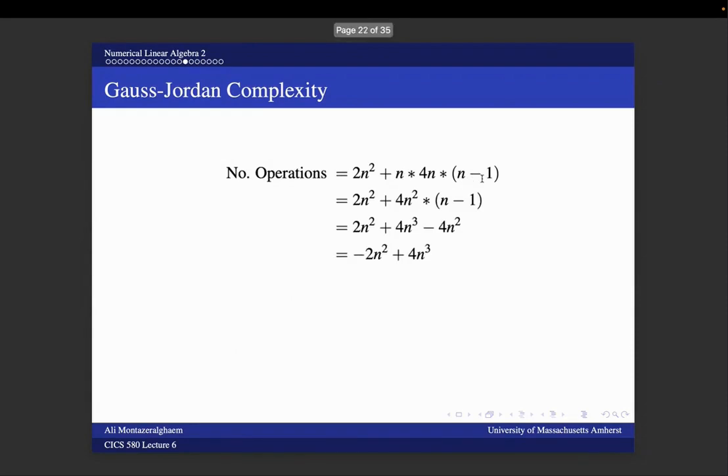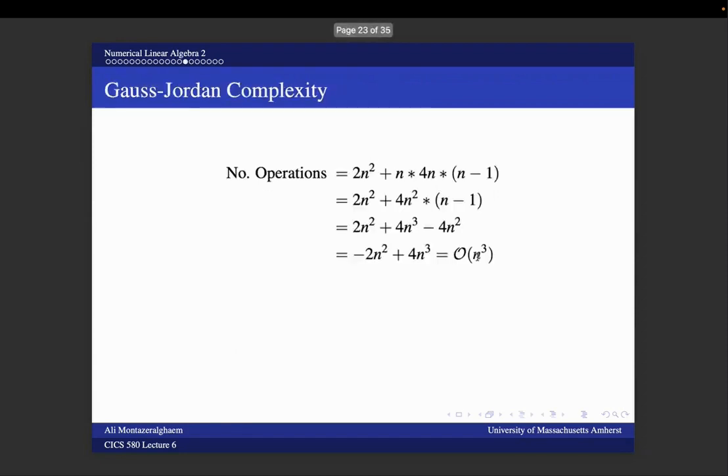and after some simplification of this operation, the number of operations that we have in this algorithm is minus 2n squared plus 4n cubed, which is equal to big O of n cubed, which means that the complexity of this algorithm is n cubed.